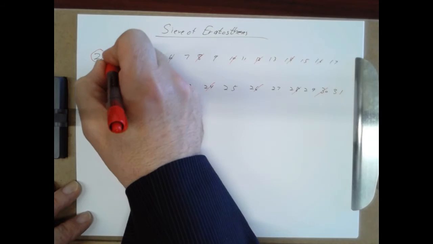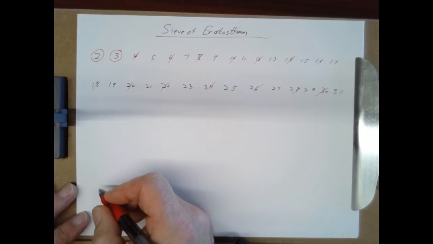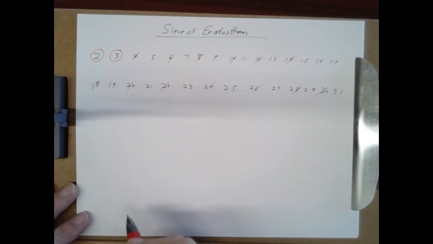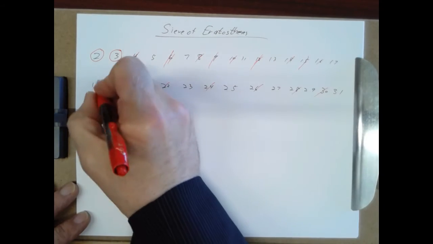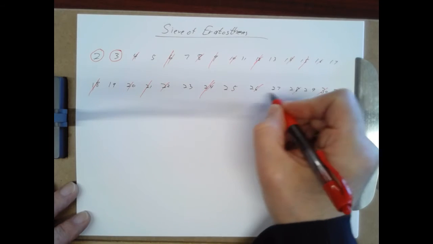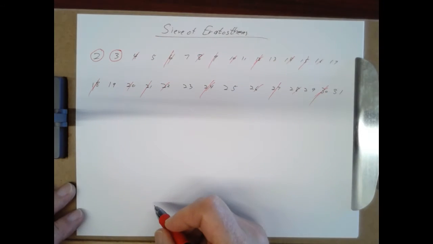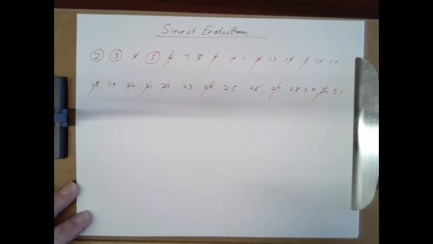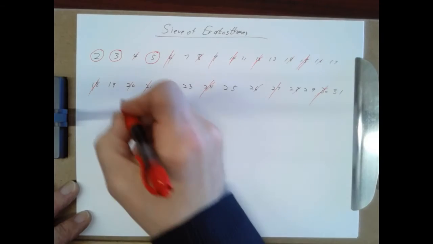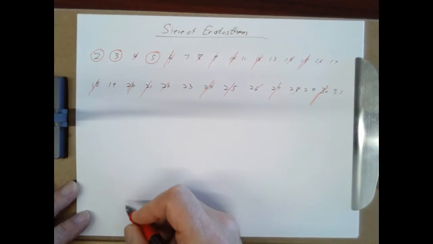Circle the next number that's not circled yet. That's a prime. Cross out every third number now. 1, 2, 3, 1, 2, 3, and so on. Circle the next number that's not crossed out or circled. That's a 5. That's your next prime. Cross out every fifth number. 10, 15, 20, 25, 30.